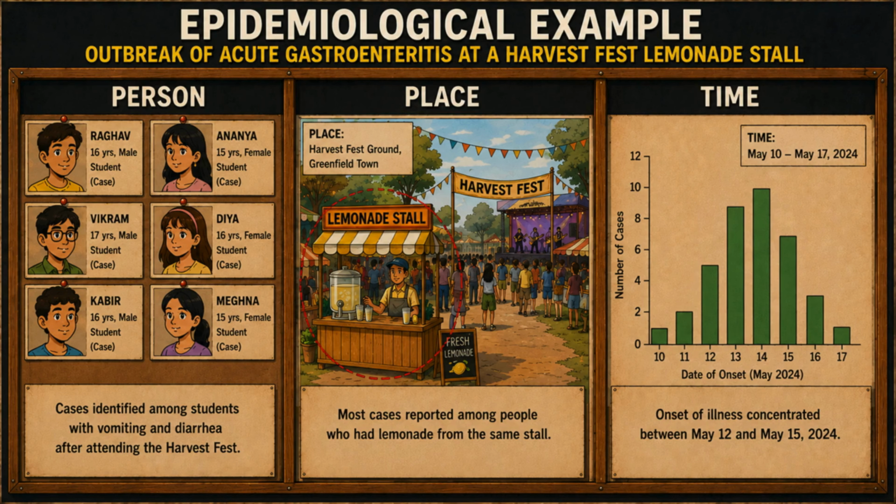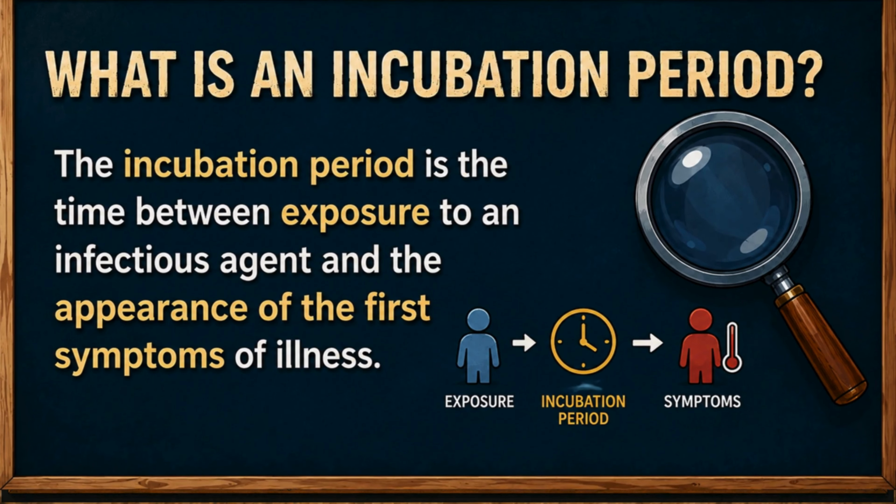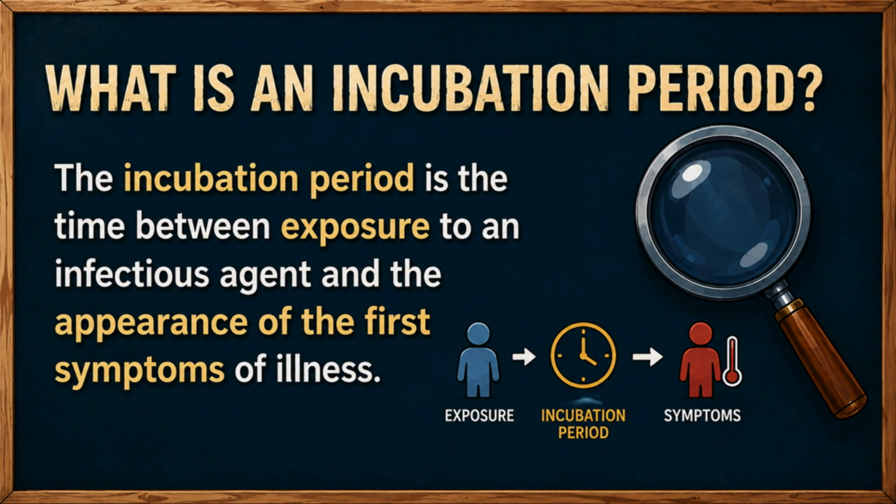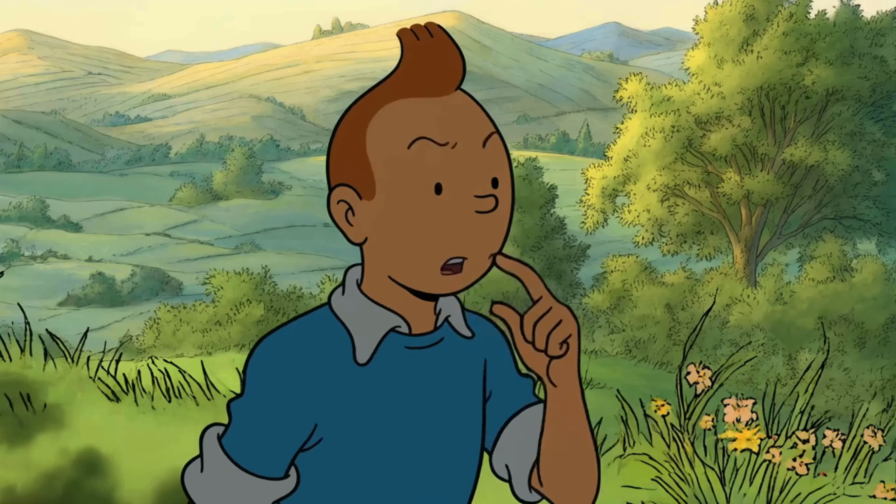The cases involve individuals who fell ill after drinking lemonade from the same stall at the harvest festival, marking the outbreak's beginning. These cases were concentrated over 7 days, indicating a common source outbreak likely caused by the lemonade. This timeline also helps us understand the incubation phase of the illness. An incubation period is the time between exposure to an infectious agent and the first appearance of the symptoms of the illness. Let me speak with the lemonade person.